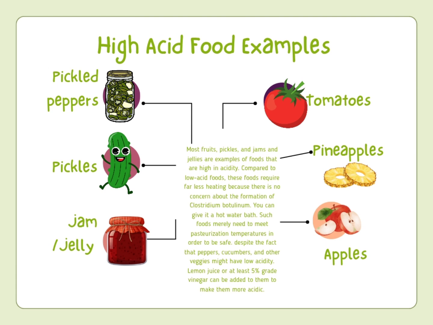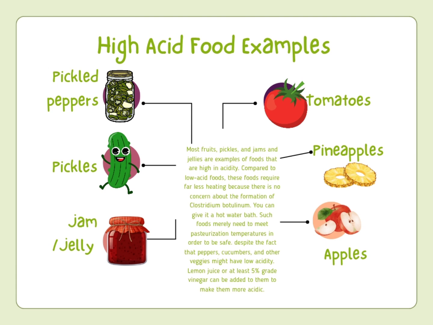Despite the fact that peppers and cucumbers and other vegetables might have a low acidity level, because people even pickle green beans as well. The green bean itself is low acidity, but the pickling process of adding the vinegar or adding lemon juice or whatever you're going to add to it to make it more acidic is what helps. Tomatoes are acidic all on their own. Lemon juice and at least 5% grade of vinegar can be added to make those more acidic. If the grade of the vinegar is less than 5%, it is not acidic enough to be used as an acidifier.